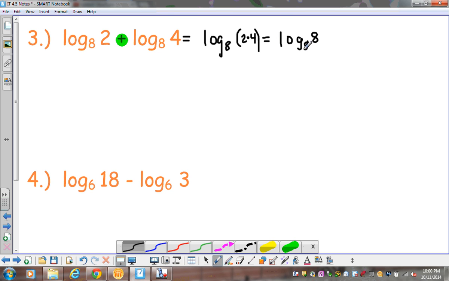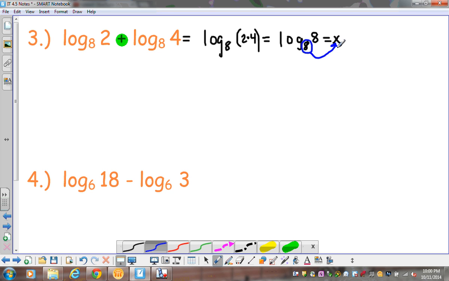Anytime you have the log and the base is the same as what you're taking the log of, it's always going to equal 1. And if you're not sure, do what we did before. We're going to set that equal to x and solve. All right, so it's in logarithmic form. I'm going to convert it to exponential.